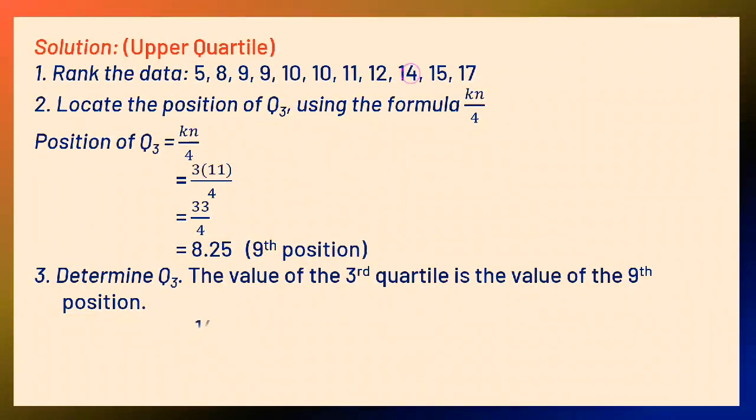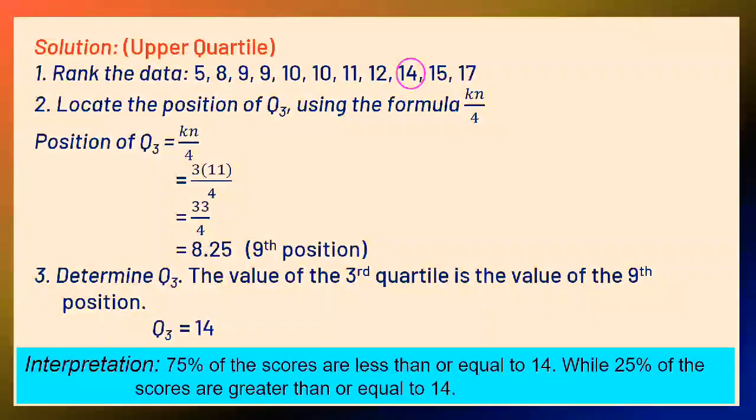So therefore, quartile 3 is equal to 14. It only means that 75% of the scores are less than or equal to 14, while 25% of the scores are greater than or equal to 14.